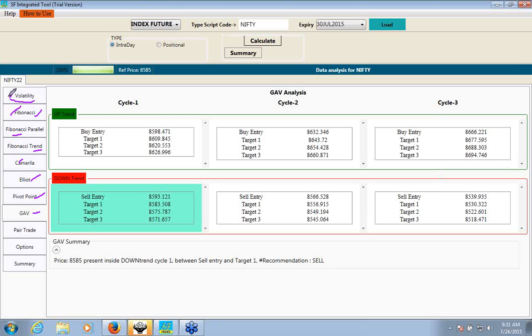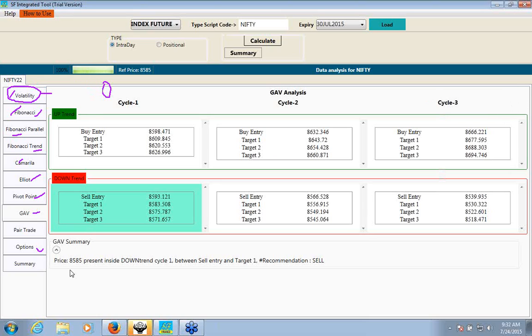However, a couple of studies we have kept for the paid edition. Volatility study you will not get in this free edition. It is available in the paid edition. And pair trade and option analysis are also not available in this free edition. They will come in the paid edition.